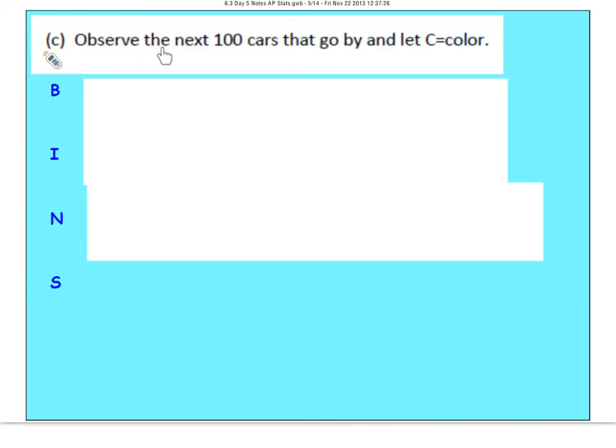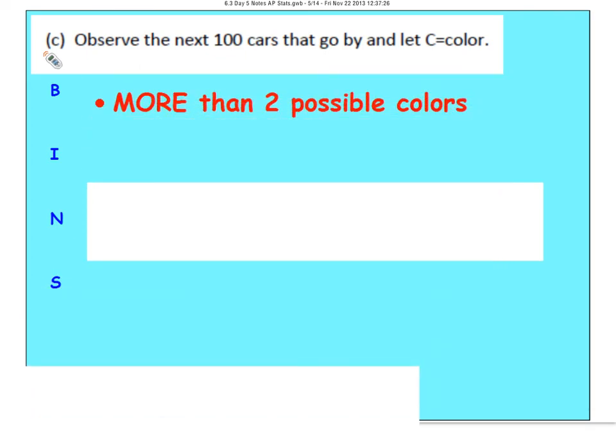Next, we observe the next 100 cars that go by, and we're going to call the event C the color. Okay, I'm just sitting on the side of the road and I'm looking at the next 100 cars and looking at their color. So is it considered binary? Is the color one or two, a success versus a failure? Well, if I'm just looking at the color, I don't know what color we're talking about. So there's going to be more than two possible outcomes for the color. Do you mean red, green, blue, white, silver? So here, it actually fails the binary requirement because there's more than two possible colors.